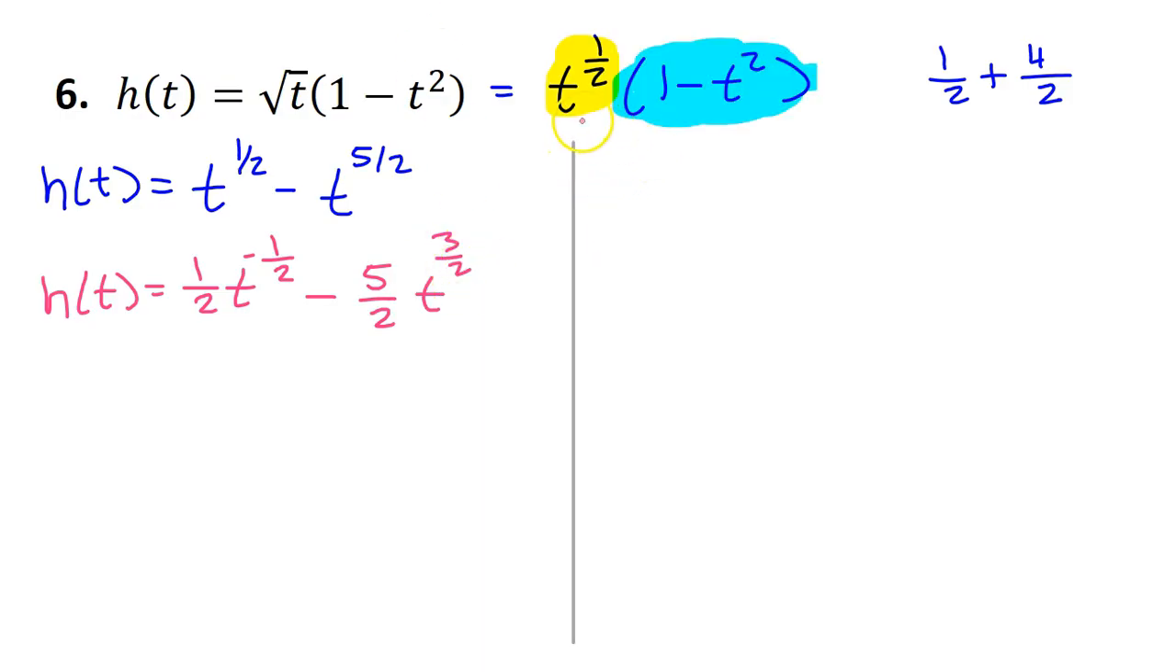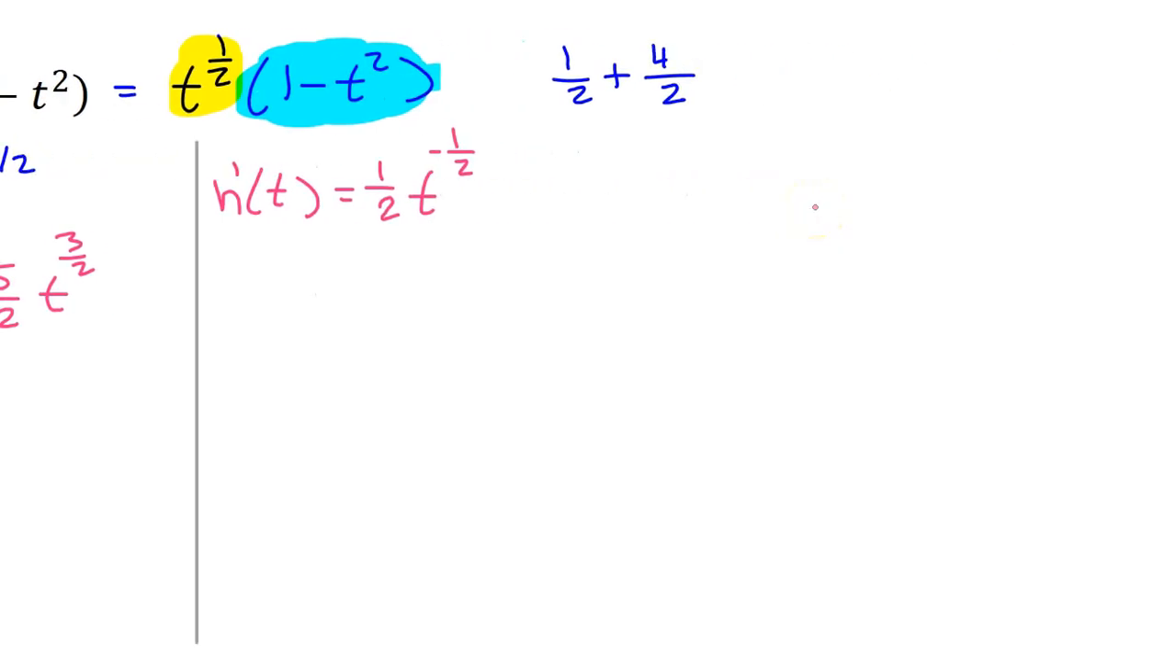Or we can think of this as a product rule situation. So the first time through, we take the derivative of the first factor. So we'll have, I forgot to write my prime here. H prime is equal to that. That's the answer. So h prime of t equals, and using the power rule, put the 1/2 in the front, t to the negative 1/2 power. I'm going to need a little bit more space.